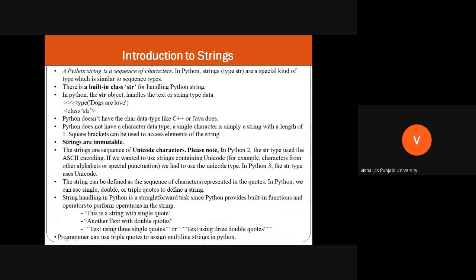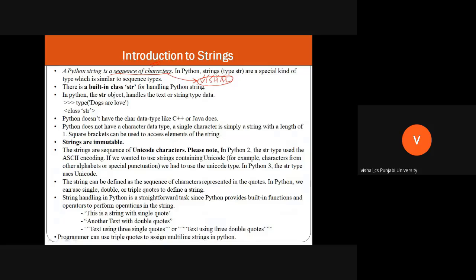So what is a string? A Python string is a sequence of characters. When we are talking about a string, it is a sequence of characters. Suppose I take the case of my name, Vishal. This is a sequence of characters. This is the first character, second, third, fourth, fifth, sixth, but it is written in a sequence and this becomes a string.